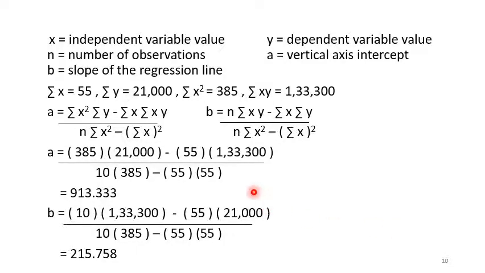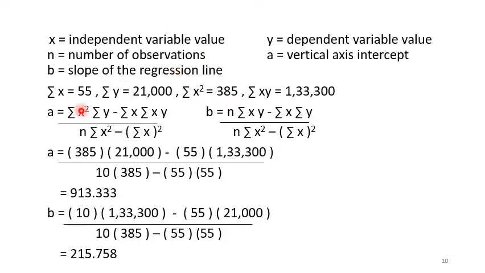Now x is the independent variable, y is the dependent variable, n is the number of observations, a is the vertical axis intercept, and b is the slope of the regression line. These are the values which we have written here. What is the n value here? The n value is 10, because the number of given data points is 10. For 10 years, observations are given.